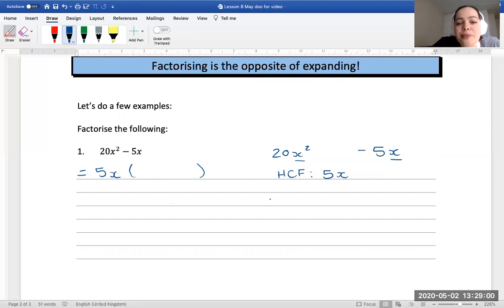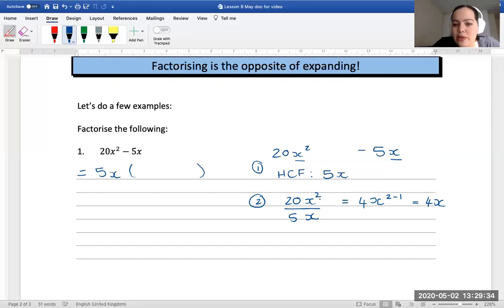Now the next step, so the first step was finding the highest common factor. The next step is dividing each of the terms in the original question by the highest common factor. So let's start here. I'm going to say 20x squared divided by 5x. Cool, okay. 20 divided by 5 is 4. And then x squared divided by x, well, we can use our exponent rules and say 2 minus 1, which is equal to 4 times x to the power of 1.